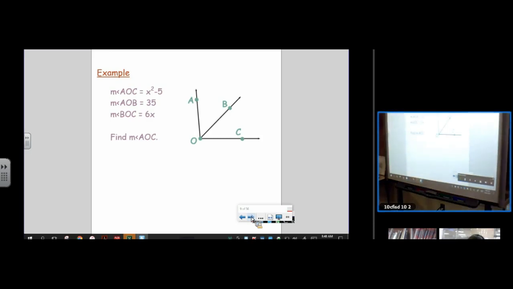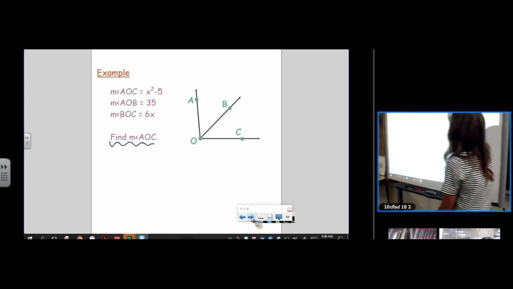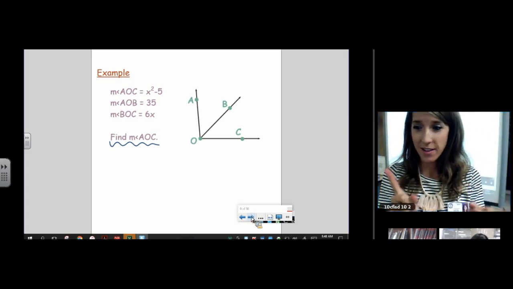Okay, try this one. The measure of angle AOC is x squared minus 5. The measure of angle AOB is 35. And the measure of angle BOC is 6 times x. Find the measure of angle AOC. So we're going to take it one step further this time. Don't just solve for x, find the measure of the angle. Go.